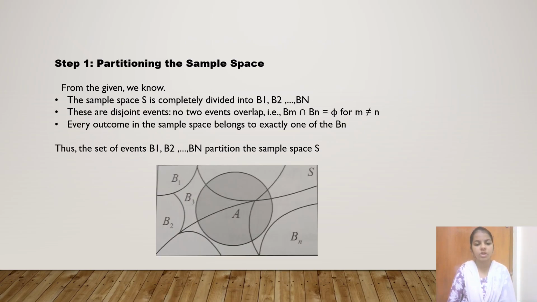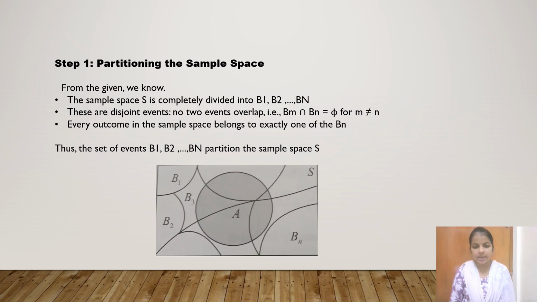We can derive the total probability theorem in four steps. Step one is partitioning the sample space. From the given, we know the sample space S is completely divided into B1, B2 and so on up to Bn. These are disjoint events. No two events overlap. That is, Bm intersection Bn equals phi for m not equal to n. Every outcome in the sample space belongs to exactly one of the Bn. Thus, the set of events B1, B2 and so on up to Bn partition the sample space.